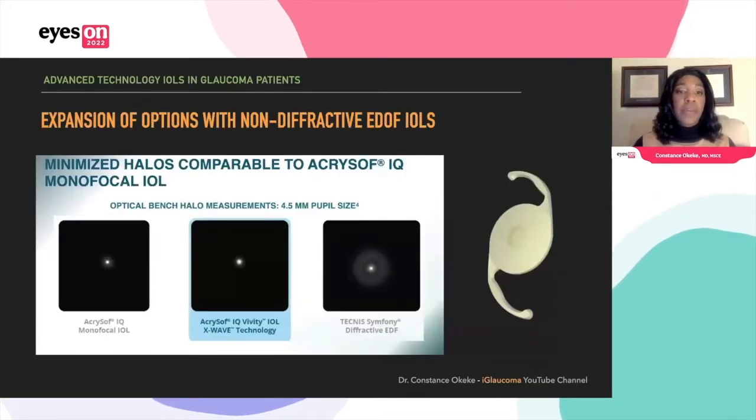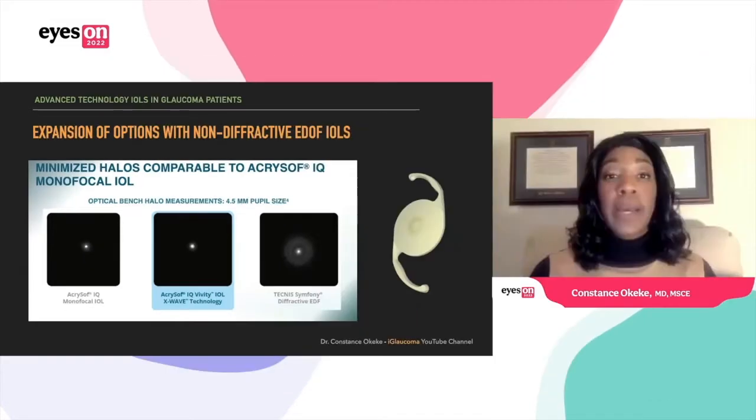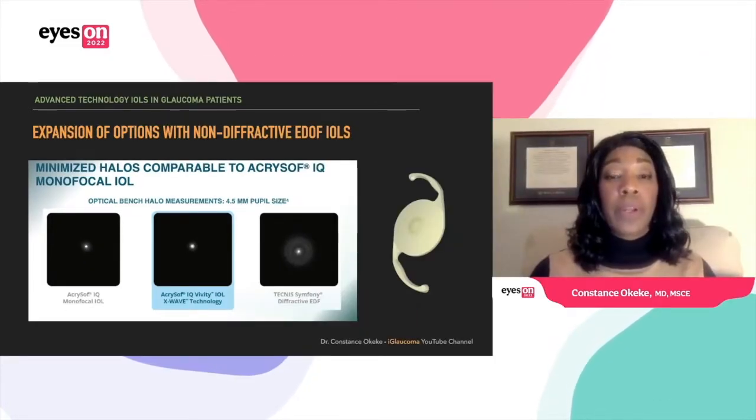And here's another evaluation of how halos can be measured using optical bench halo measurements, comparing the Acrysof monofocal IOL to the Vivity lens and to the Tecnis Symphony, which has diffractive technology. And you can see that the halo produced with the Vivity is very similar to that produced with the monofocal. But when you compare to the diffractive technology, you see how there is a much different appearance of the halos. And again, that's part of the reason why this technology is doing well with glaucoma patients.